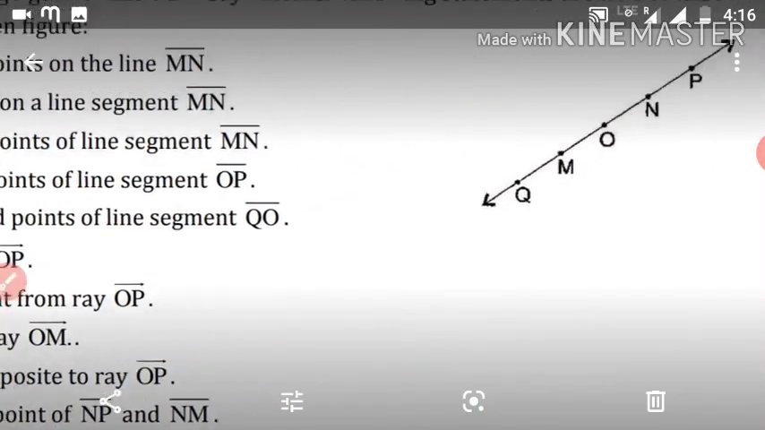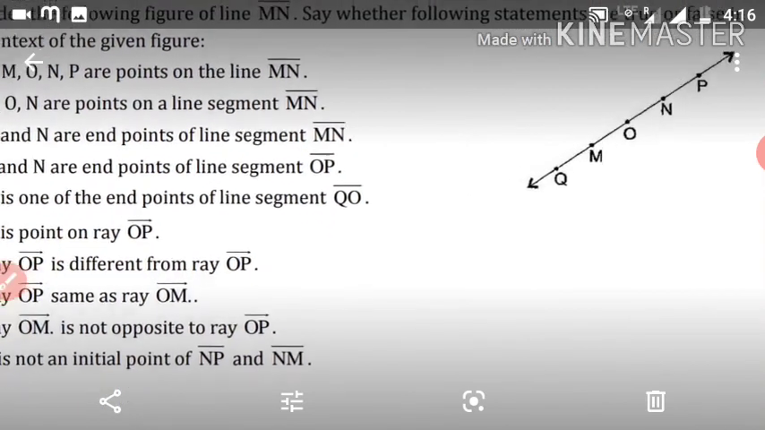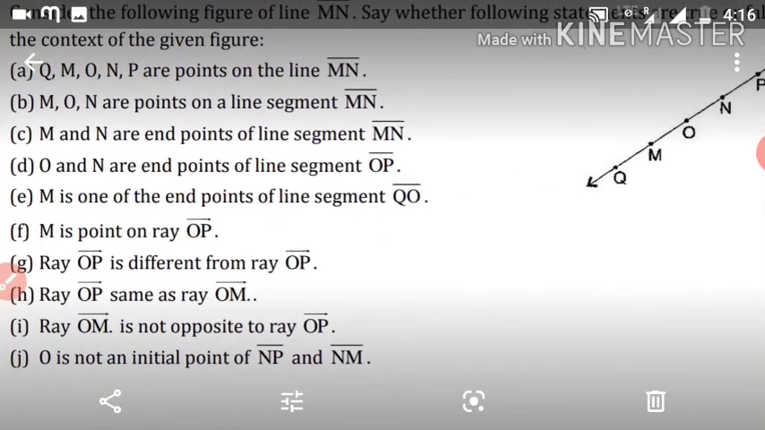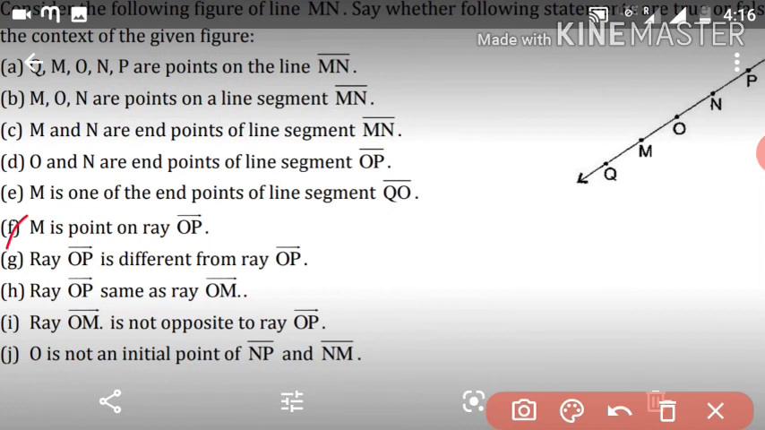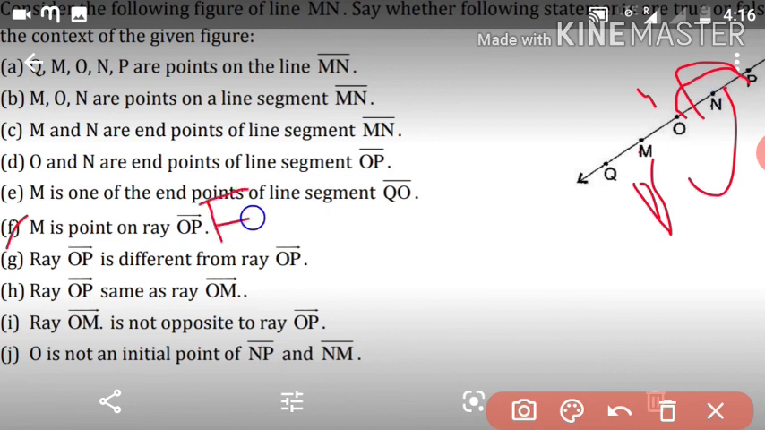Now I will clean up all this. Now next, E is false. Now F: M is a point on ray OP. Now this is OP, isn't it? M is a point on ray OP, but M is here, isn't it? Now where is the ray OP? OP is here, but M is not on this line. So this will also be false. This is also false.